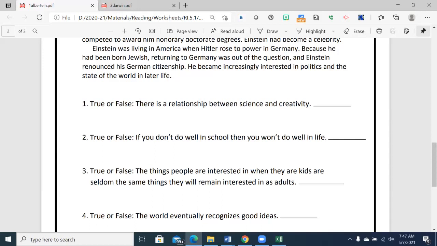Number two, true or false. If you don't do well in school, you won't do well in life. Write your thought, the answer you think it is. Me personally, I'd go with false. Einstein was not a great student, but his resume is quite extensive. He has a statue literally just off the National Mall. Check it out; it's pretty cool.